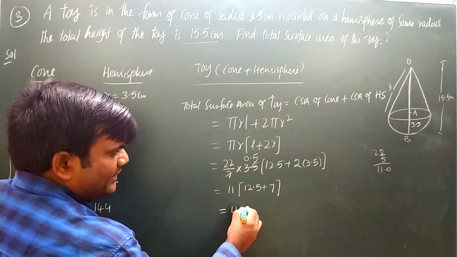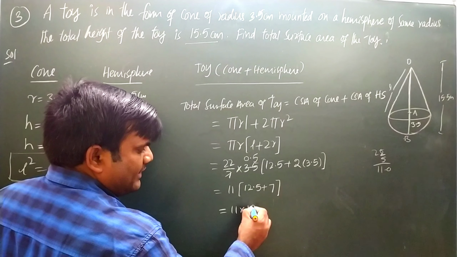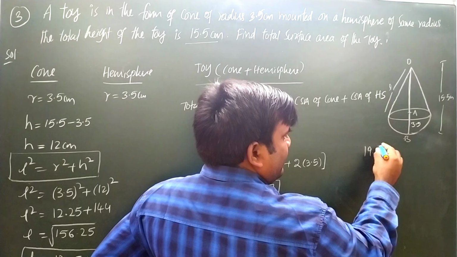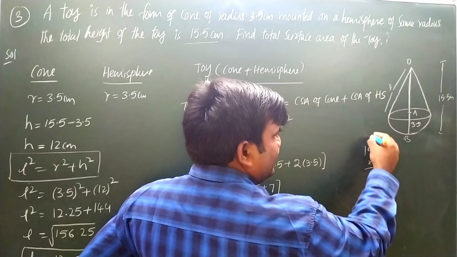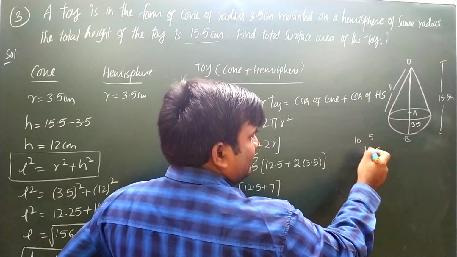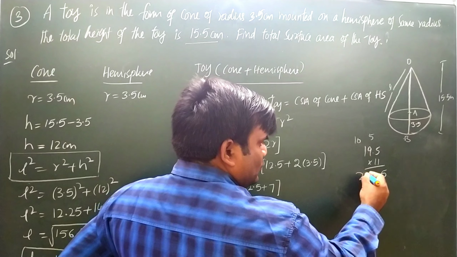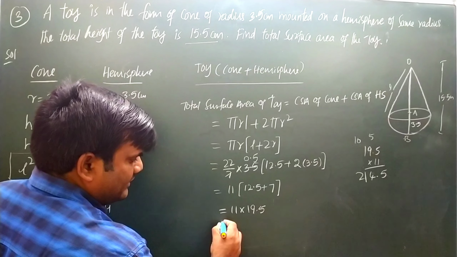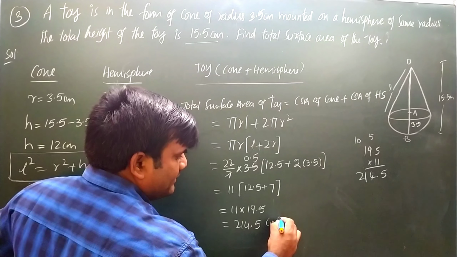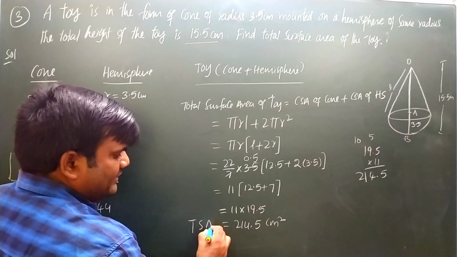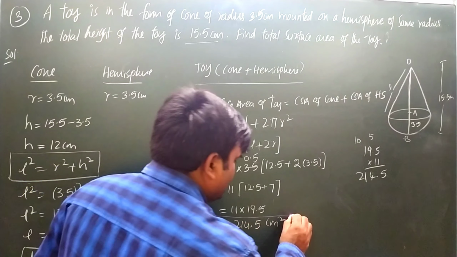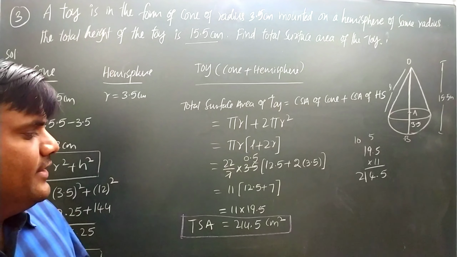So that is equals to 11 into 12.5 plus 7, 19.5. So 19.5 into 11. 11 5s are 55, 11 9s are 99, 99 plus 5 is 104, 11 ones are 11 plus 10 is 214.5. So that is equals to 214.5 centimeter square is total surface area of the toy. So total surface area of the toy is equals to 214.5 centimeter square.